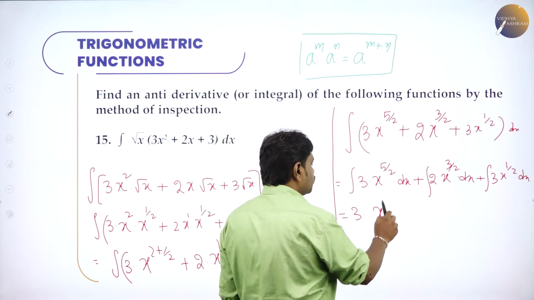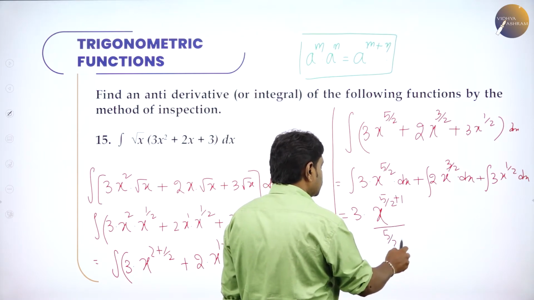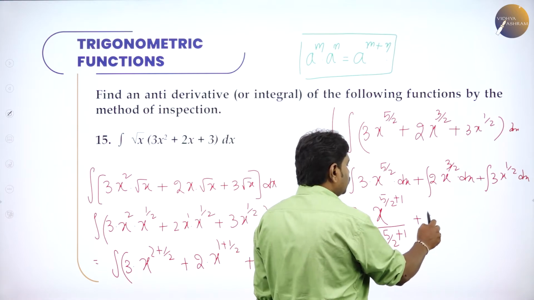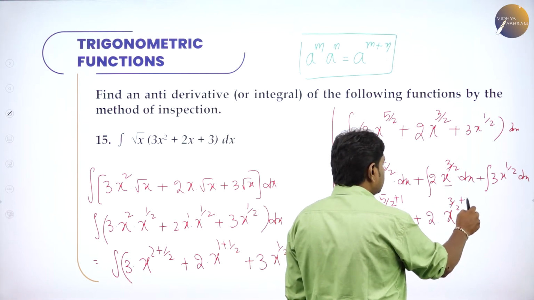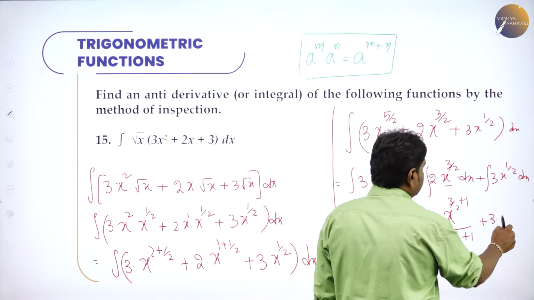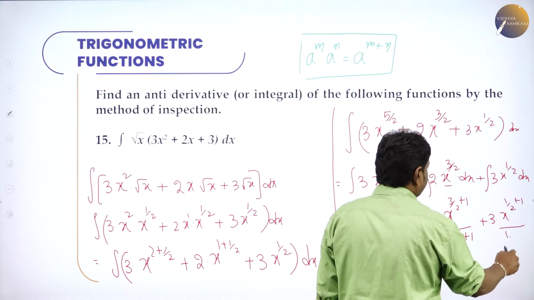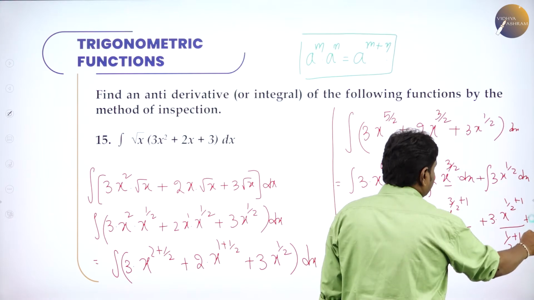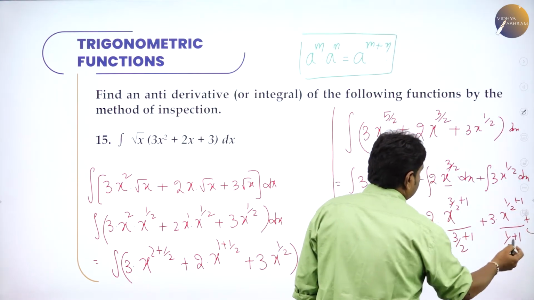Integration of x^n is x^(n+1) by (n+1), so x^(5/2 + 1) divided by (5/2 + 1). 2 into integration of x^(3/2) is x^(3/2 + 1) divided by (3/2 + 1), plus 3 is constant, take it out. Integration of x^(1/2) is x^(1/2 + 1) by (1/2 + 1). At last you should write plus constant c.